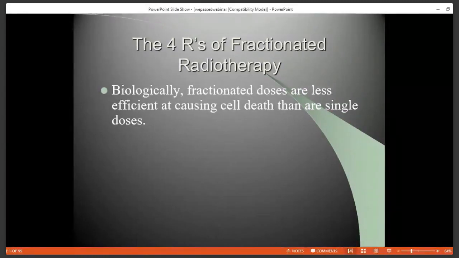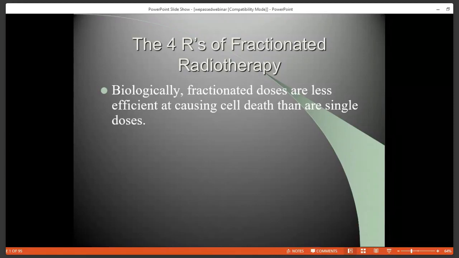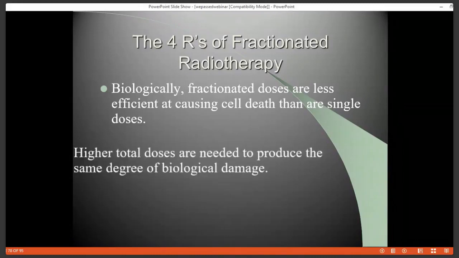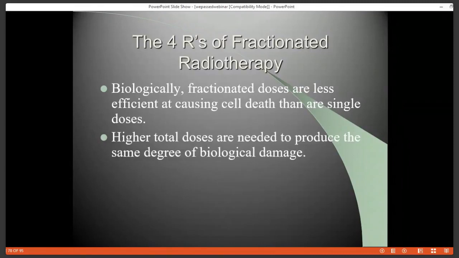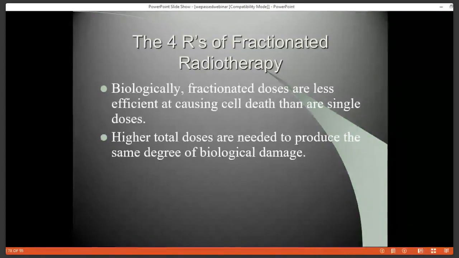Biologically, fractionated doses of radiation are actually less efficient at causing cell death than single doses. So why don't we give one large dose to a patient as opposed to spreading it out? Well, it's the healthy cells. We need healthy cells to survive, so giving one large dose is not going to work for them. If we are going to fractionate doses of radiation, we have to give larger total doses in order to be efficient at causing cell death in the tumor itself. So we need higher total doses to produce the same degree of biological damage. The longer you protract the time, the higher the total dose needs to be to cause the same type of effect.